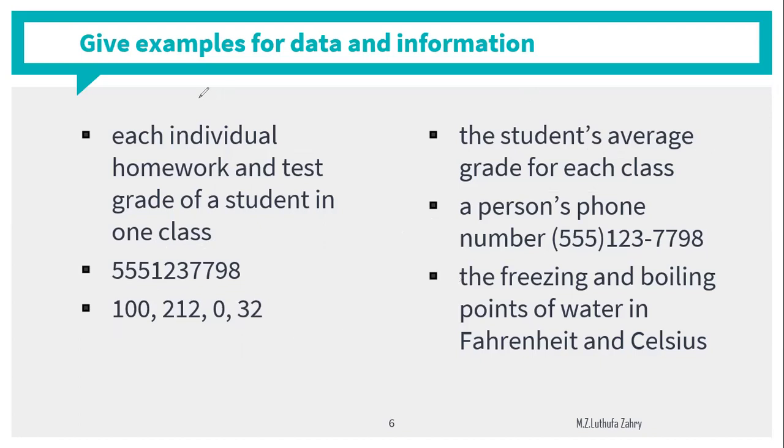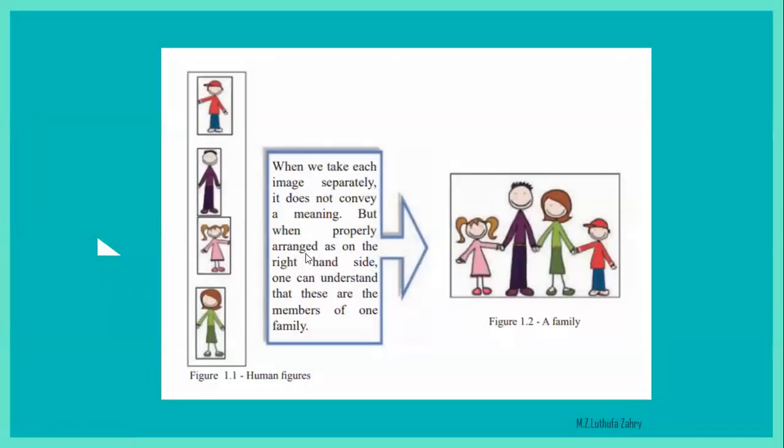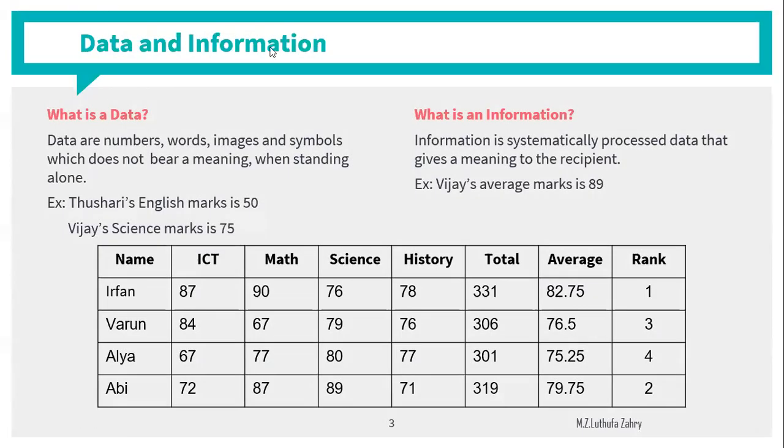Is that clear? Yes, miss. So that is it. Data and information means this: data does not give you any meaning. It just stands alone. It does not bear any meaning, but information is processed data. That's it.